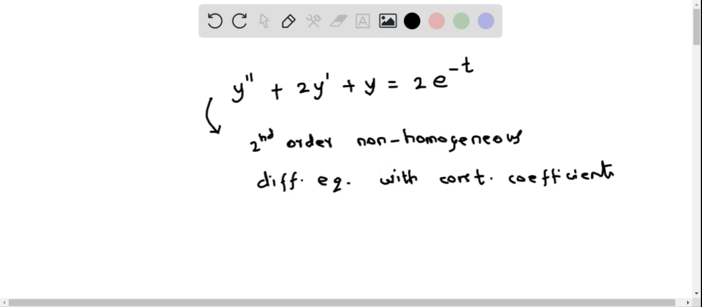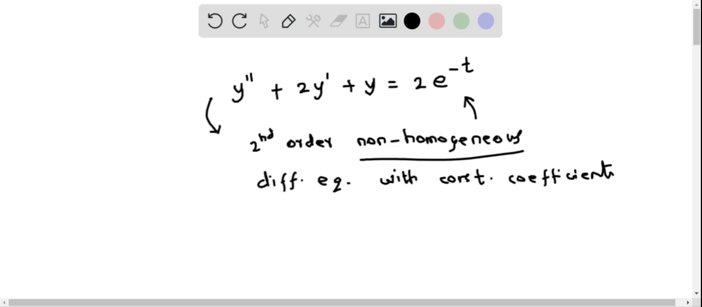We say that it is non-homogeneous because if you look at the right side of this differential equation, we have this expression 2e power minus t. If only it was 0, we say that it is a homogeneous differential equation. So let's see how to determine the general solution using the method of undetermined coefficients.